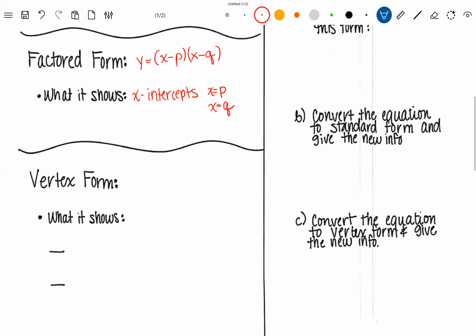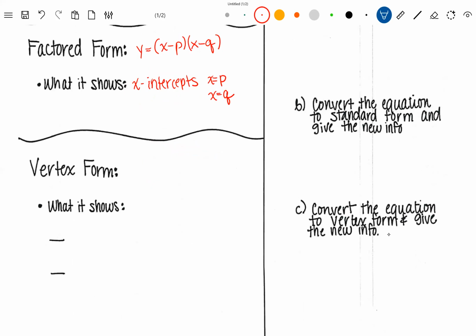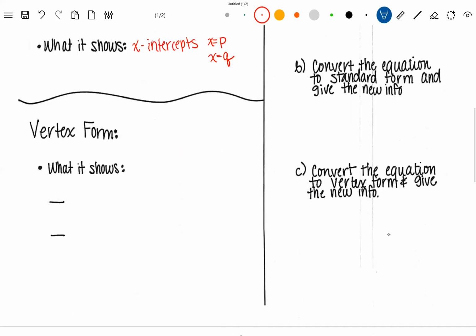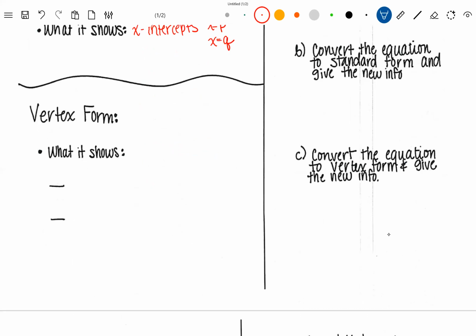Vertex form, we haven't talked about yet, but yesterday we completed the square, and by completing the square, we actually put those equations into vertex form. But vertex form looks like this. Okay, so it shows 2 things. It shows the vertex, hence the name vertex form, and that is at (h, k). It also shows transformations, and the last page of these notes give the transformations in detail.